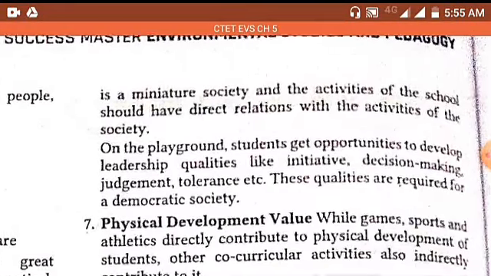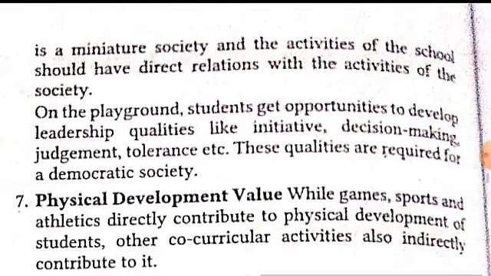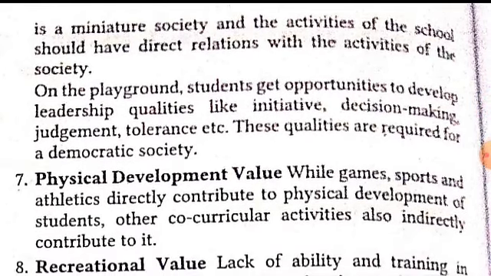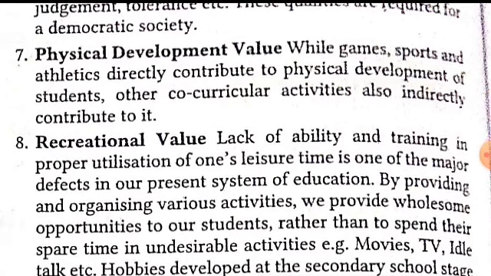is a miniature society, and the activities of the school should have direct relations with the activities of the society. On the playground, students get opportunities to develop leadership qualities like initiative, decision making, judgment, tolerance, etc. These qualities are required for a democratic society. Seventh one is physical development value. While games, sports, and athletics directly contribute to physical development of students, other co-curricular activities also indirectly contribute to it. Eighth one is recreational value.